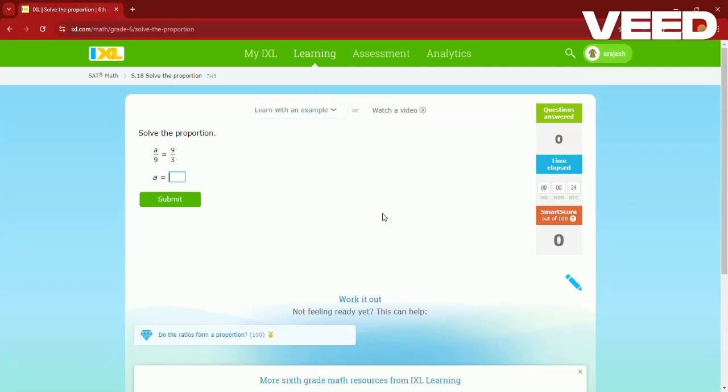Let's get back to the real deal now. We're going to solve the proportion. We're given A over 9 equals 9 over 3. So what we can prove here is that 3 times 3 equals 9, if we go back to our rudimentary math.